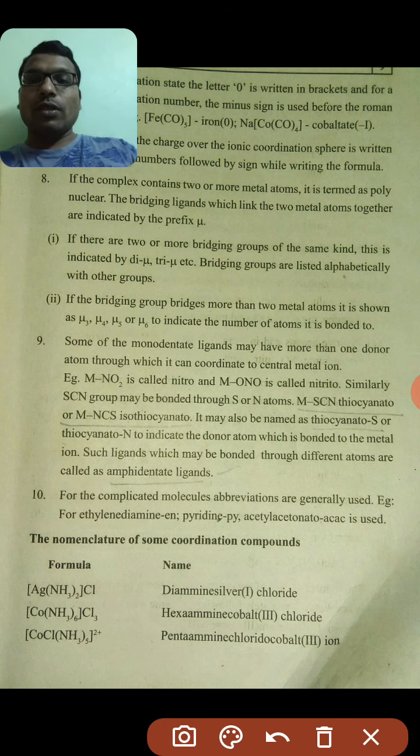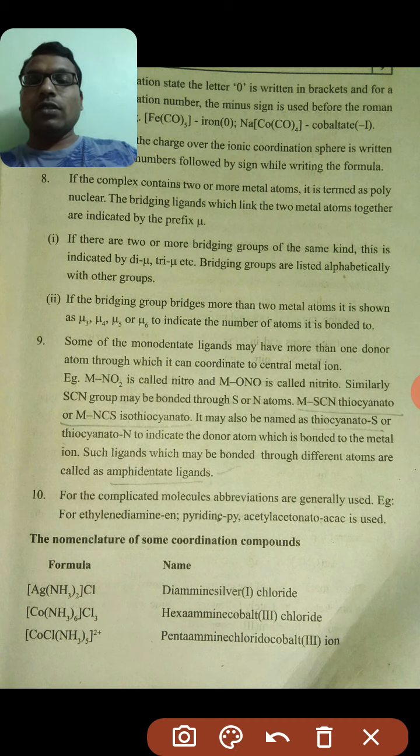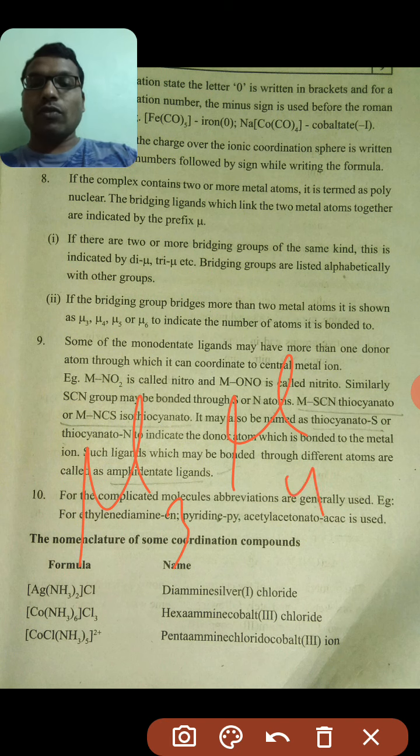Okay? So next, if there are two or more bridged groups of the same kind, this is indicated by dimu, or trimu. Generally if there are two or more, we should indicate it like this. If the bridging group bridges more than two metal atoms, we can mention it as mu3, mu4, like that. Okay? So next, some of the monodentate ligands may have more than one donor atom.